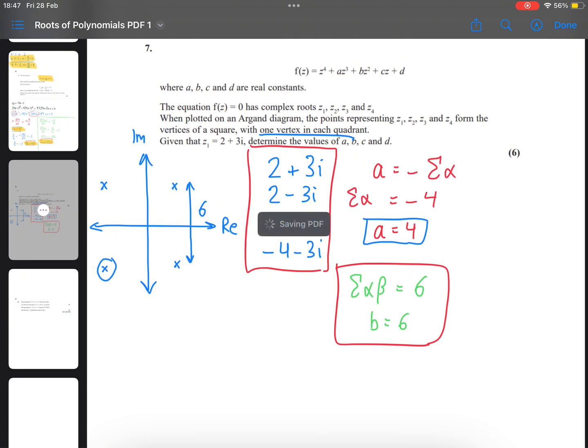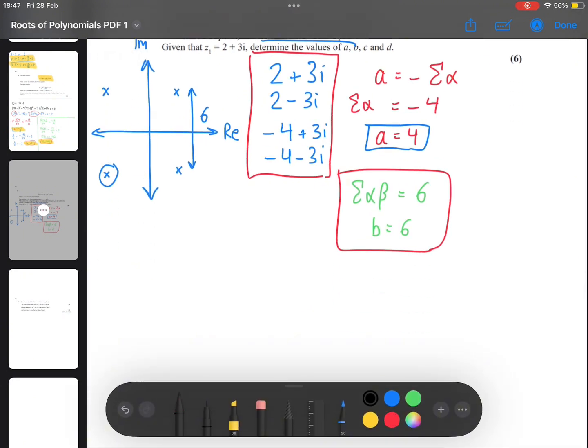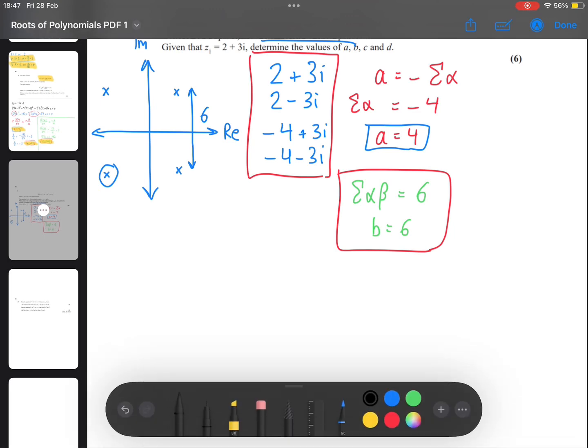And for the final one, we just multiply the roots together. Oh no, sorry, we've got C first. My bad. So the sum of the alpha, beta, gammas, in this case, not multiplying all the roots together, this is a quartic. So in this case it is going to be alpha, beta, gamma plus alpha, gamma, delta plus beta, gamma, delta plus alpha, beta, delta.